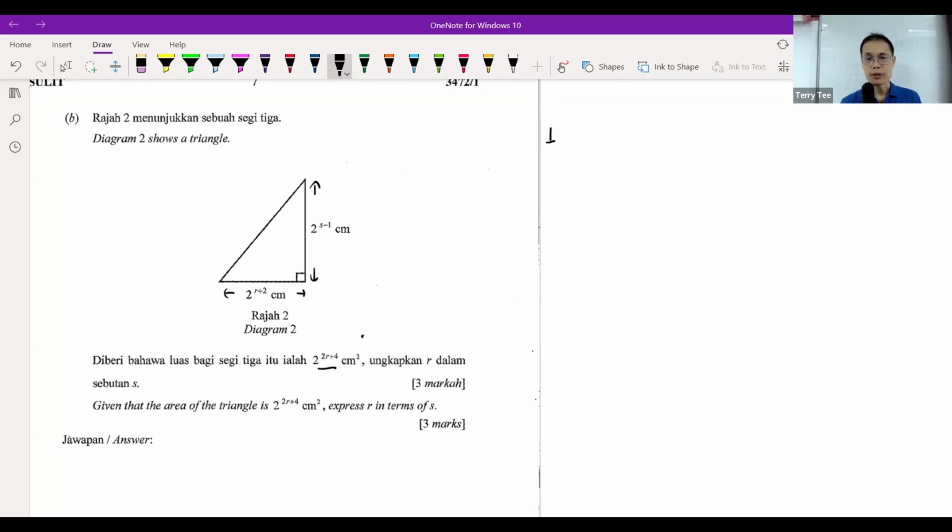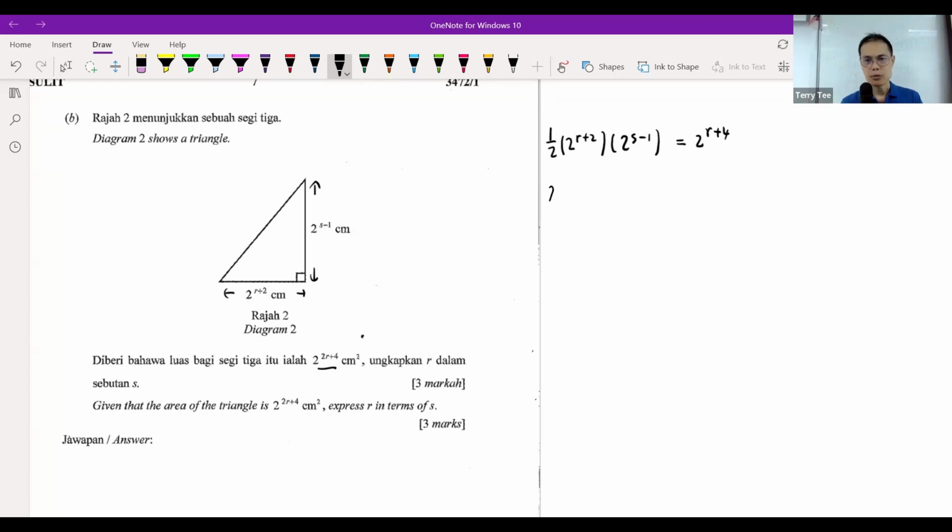So let's use the formula area of a triangle: half times base times height. Your result is 2 power r plus 4. So in indices, you can see dividing by 1/2 is actually 2 power negative 1. You can divide by 2, or you can put times 2 power negative 1, up to you.